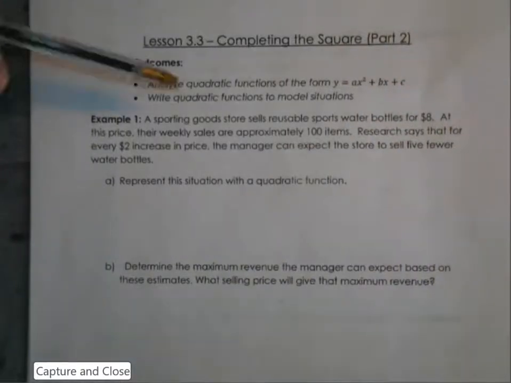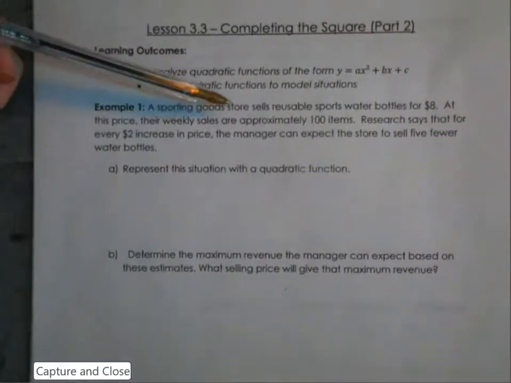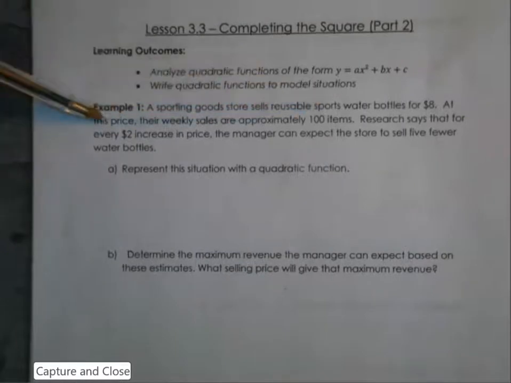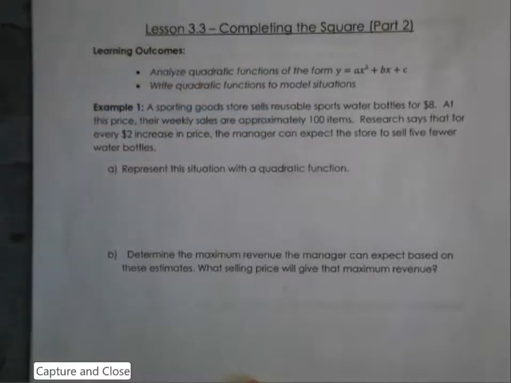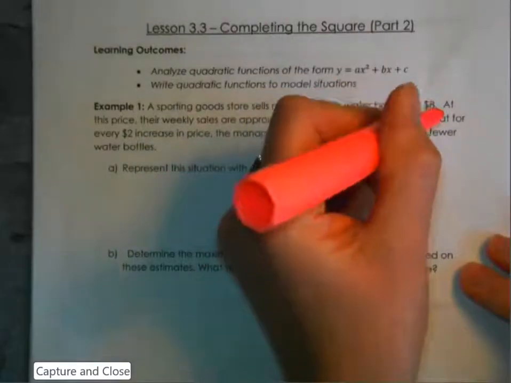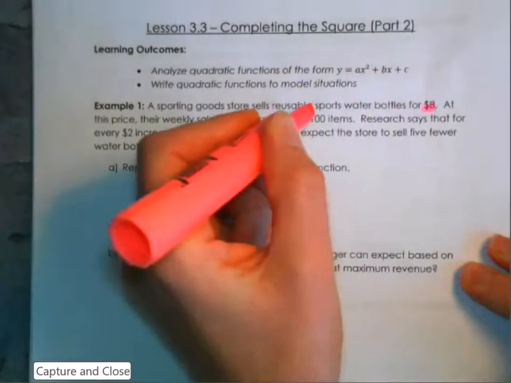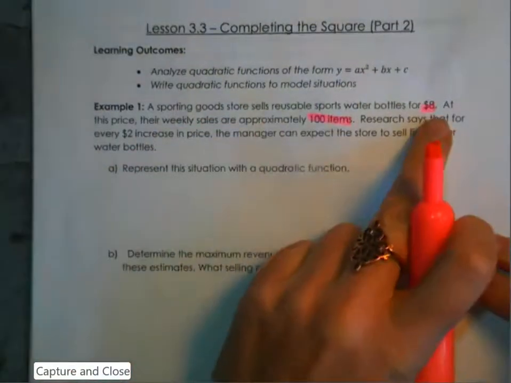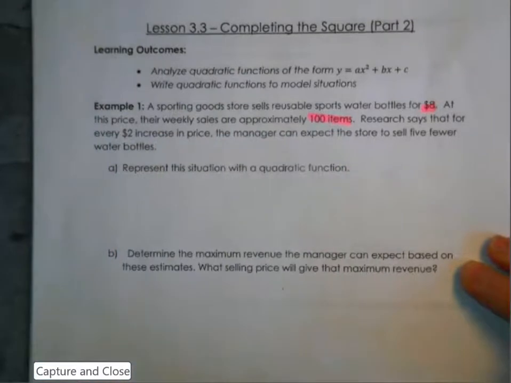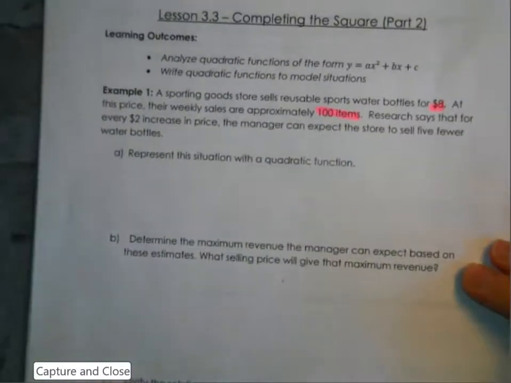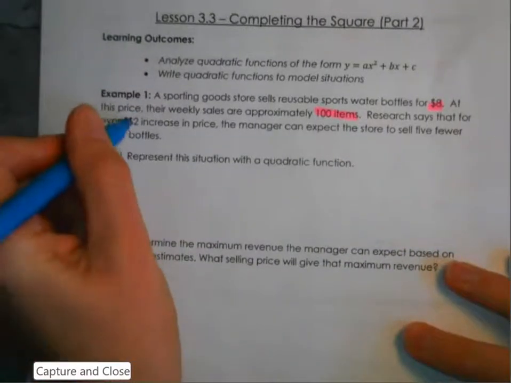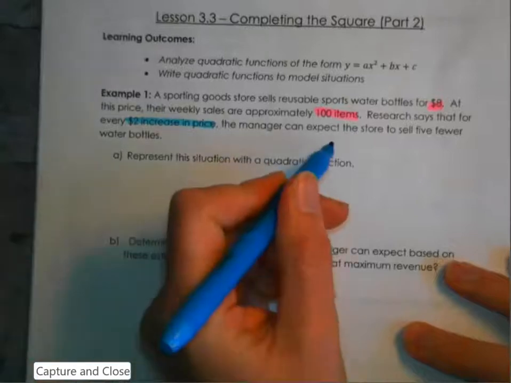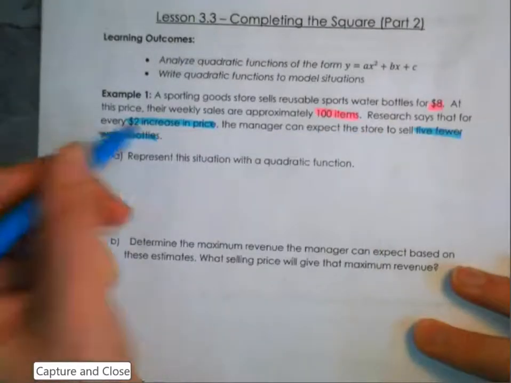So in the first question, we have a sporting goods store that sells reusable sports water bottles for $8. At this price, their weekly sales are approximately 100 items. So if you remember from last time, we always want to keep in mind what are the base numbers that we're starting with, and that's what they're currently doing. So those are our base values, right? The cost and the number of items sold. So research says that for every $2 increase in price, okay, so now we're looking at what are the changes. So a $2 increase in price, then we're going to sell 5 fewer water bottles.